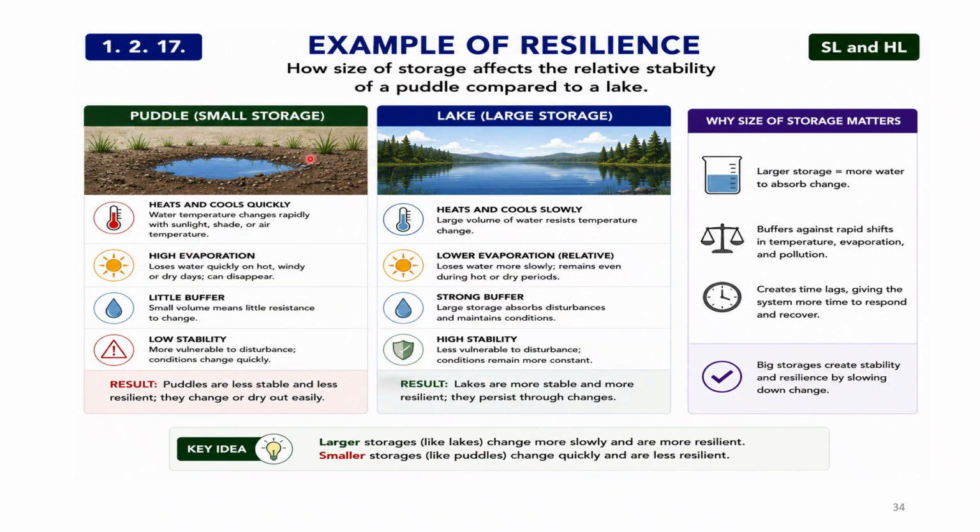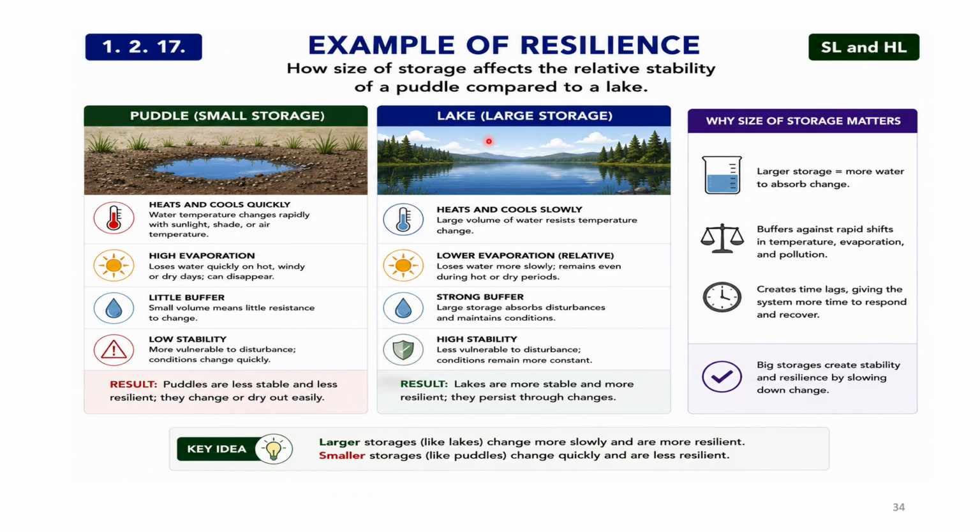This example illustrates how the size of a storage influences the resilience of a system. Consider a small puddle. Because it contains very little water, it heats and cools rapidly as air temperature changes. It also loses water quickly through evaporation during hot or windy weather, provides very little buffering against disturbance, and can dry out completely within a few days. As a result, puddles are relatively unstable and less resilient.